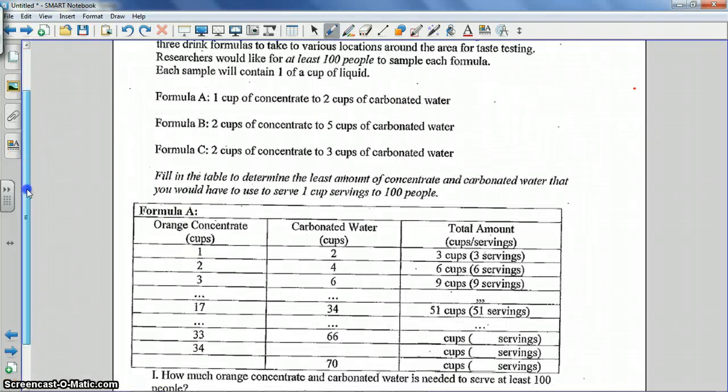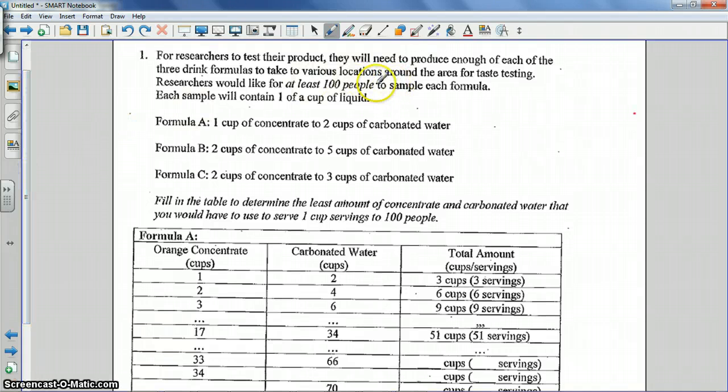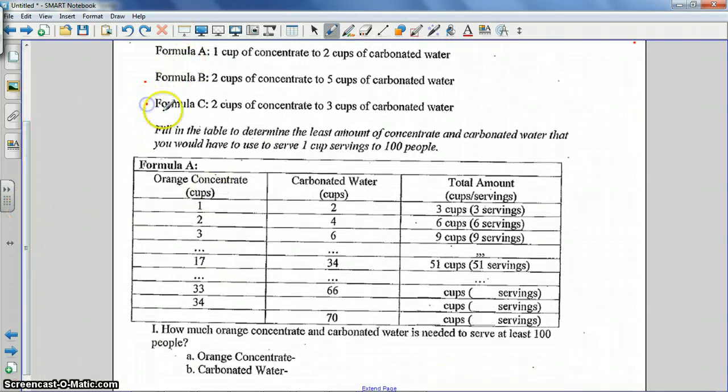So this is the part to whole, to part ratio. So now they're going to try to make enough for 100 people. Each sample contains 1 cup of liquid. So here's formula A. If you mix 1 cup of concentrate to 2 cups of water, you're going to get formula A's mixture. Here's where they did formula A, and formula B and C will be in different tables. So that's what you're going to do. I'm going to help you with A real quick.